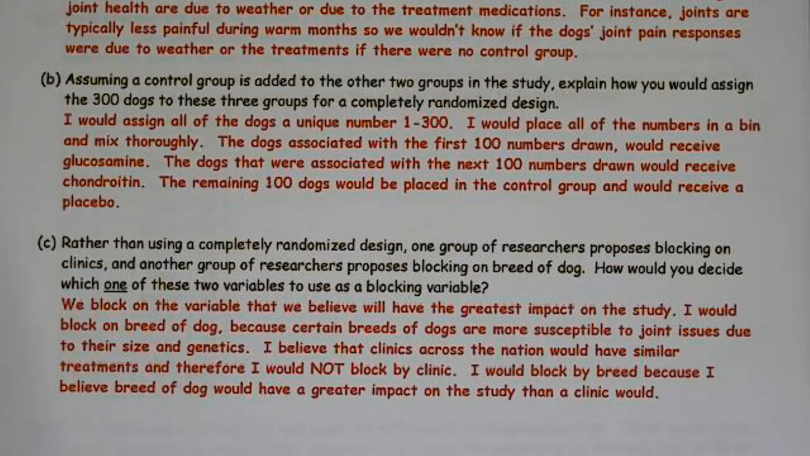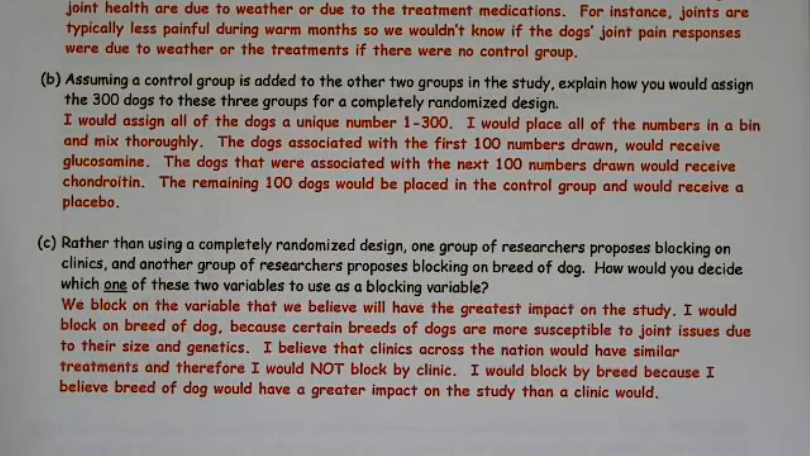I would block on breed of dog because certain breeds of dogs are more susceptible to joint issues due to their size and genetics. I believe that clinics across the nation would have similar treatments, and therefore I would not block by clinic. I block by breed because I believe breed of dog would have the greater impact on the study. All right, so if you had something similar to that, you should get full credit. This is one that if you rely on your sentence stems, you should do very well on.